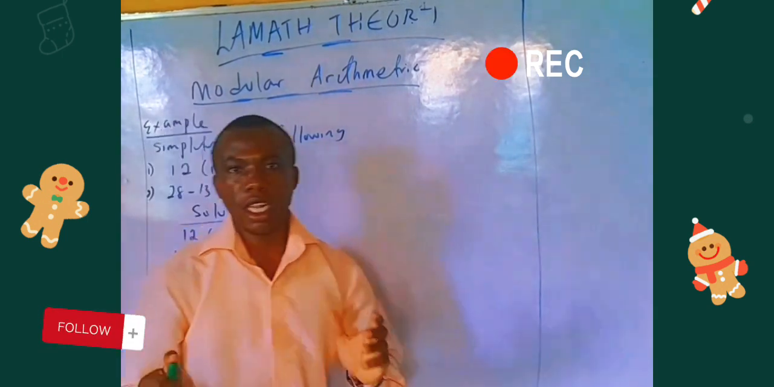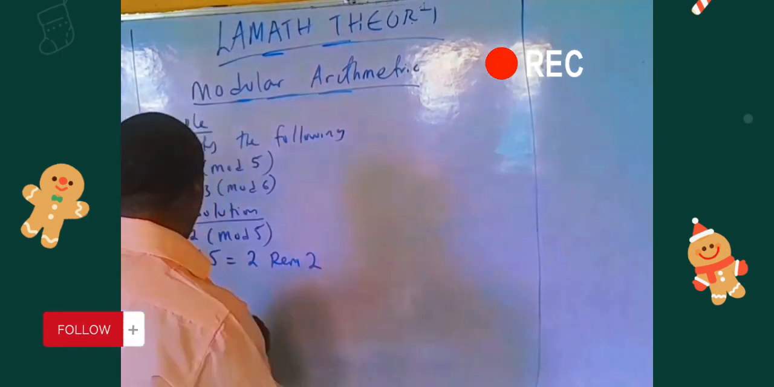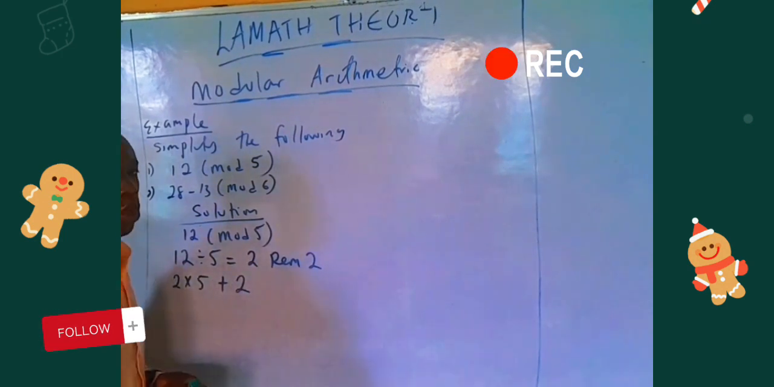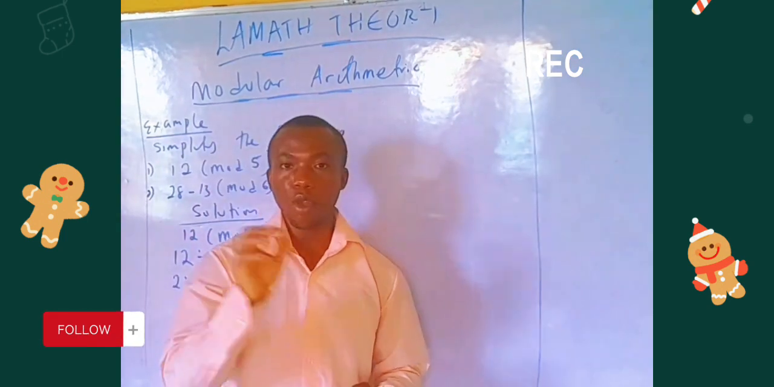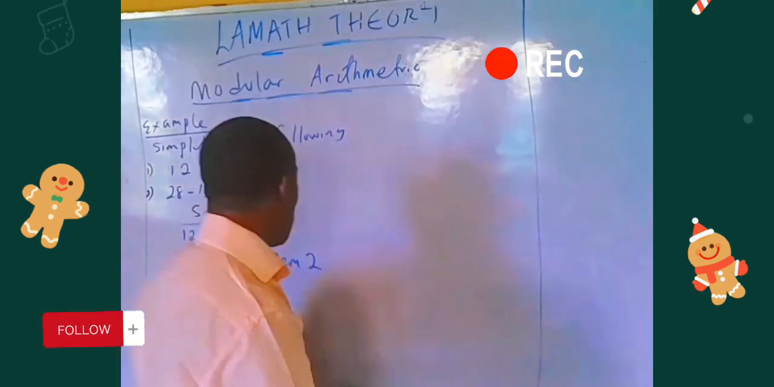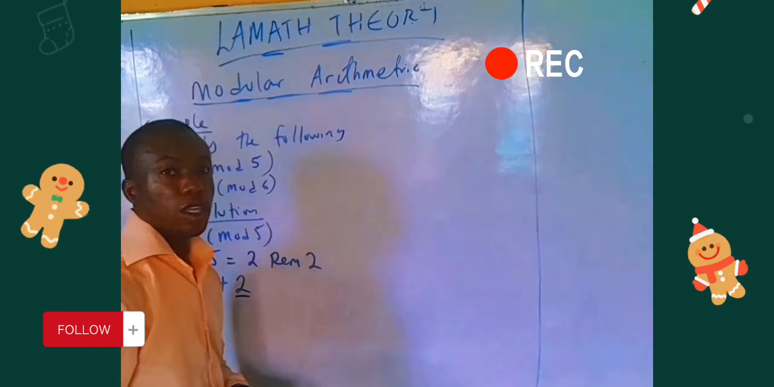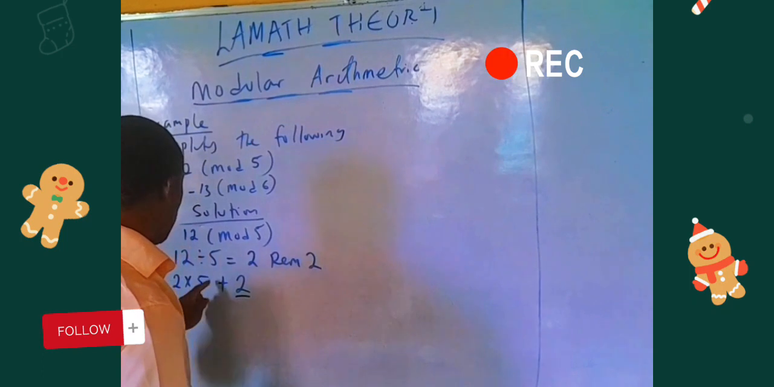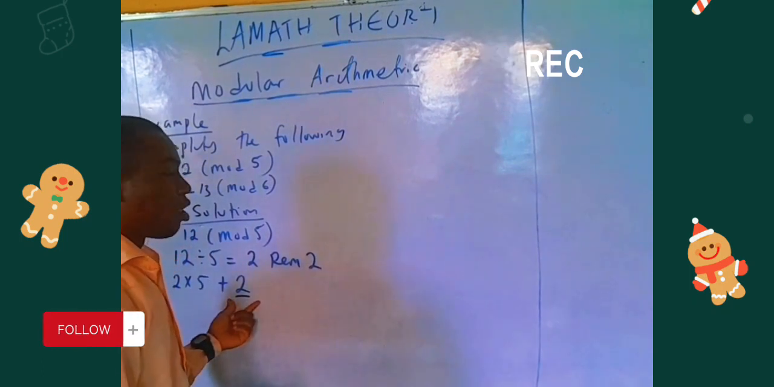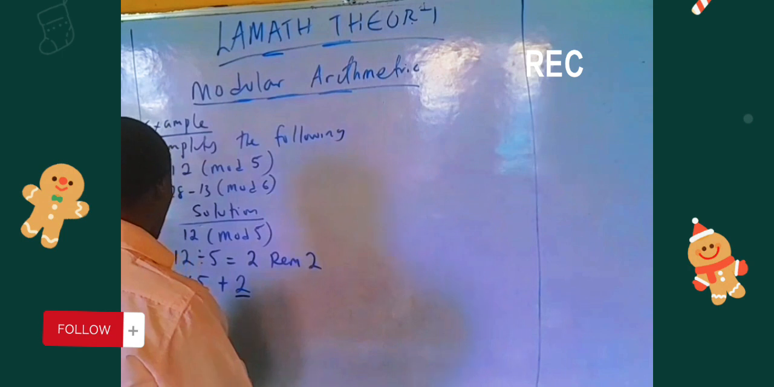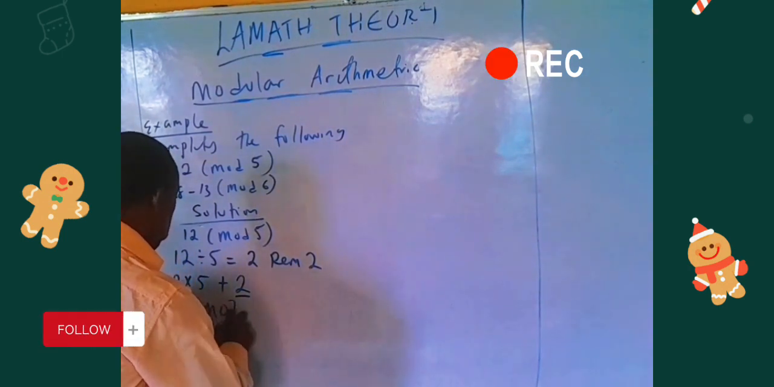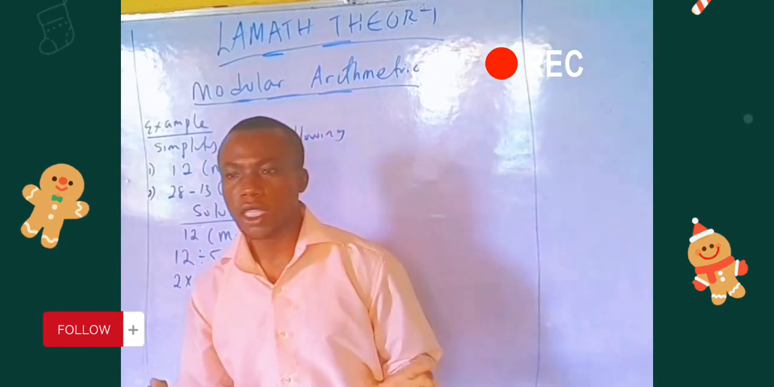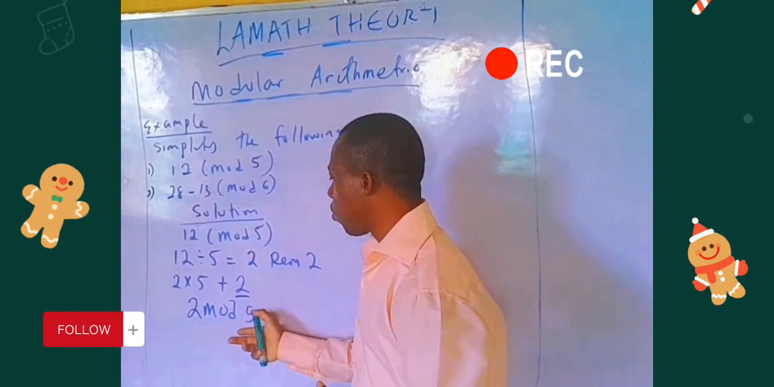It is still the same thing, and we can also express it as 2 times 5 plus 2. 2 times 5, we know that is 10, plus 2, giving us 12. So we focus on the remainder aspect. When we have 2 times 5 plus 2, we focus on the remainder, which is 2. Then we have 2 modulo 5. Very, very simple. That is the question, and this is the answer.